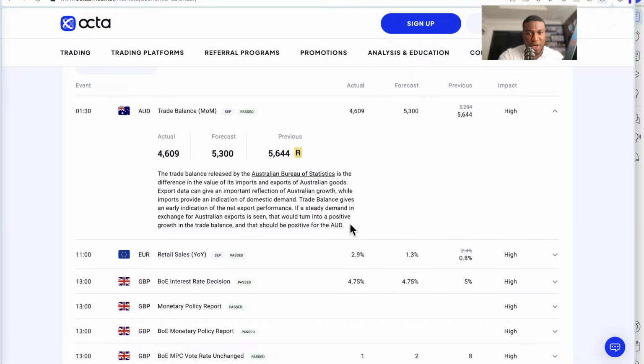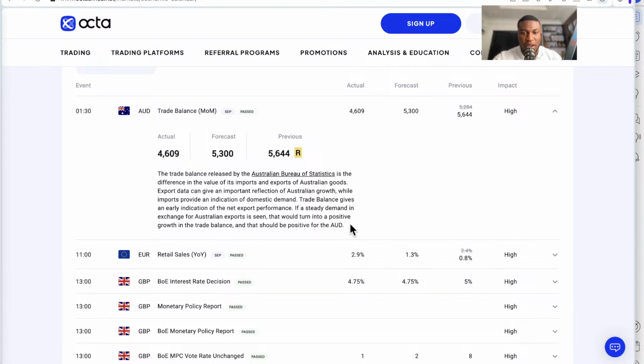Now, if you don't know what trade balance is, think of trade balance like your personal savings, right? If you sell more than you buy, you have a surplus, you have extra money. But if you buy more than you sell, then you have a deficit, right? And you owe money. Australia sells things to others, that's what export is. They export things like coal, wine, iron ore, and they also import cars, electronics, and so on and so forth.